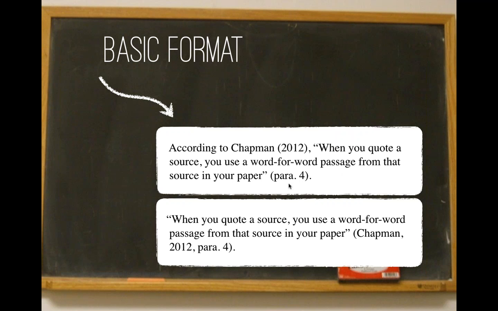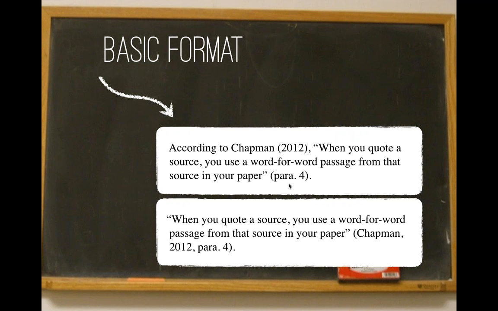Para 4. So we've used the author's last name in the sentence after according to. We've put the date in the parentheses immediately after the author's name and the page number in parentheses at the end of the sentence. In this case, we don't have a page number because it's an online blog, so we've used the paragraph number instead. And that's actually something that very few blogs put on their paragraphs. You'd have to do that yourself.